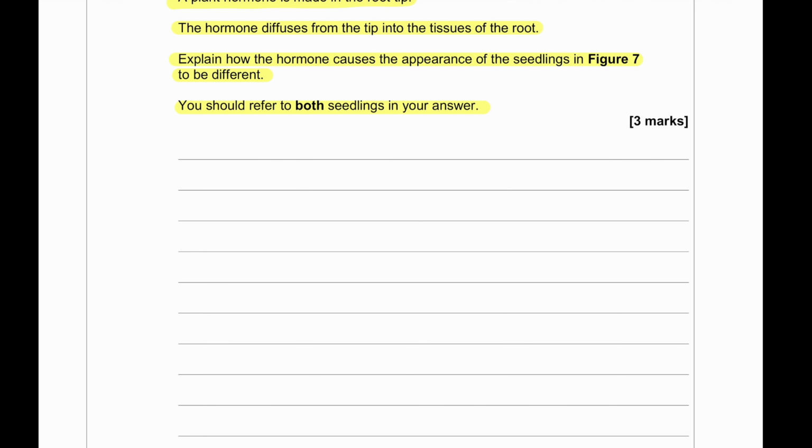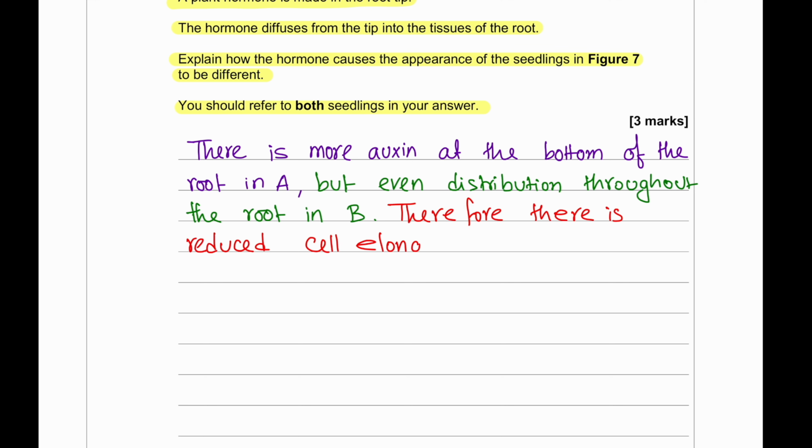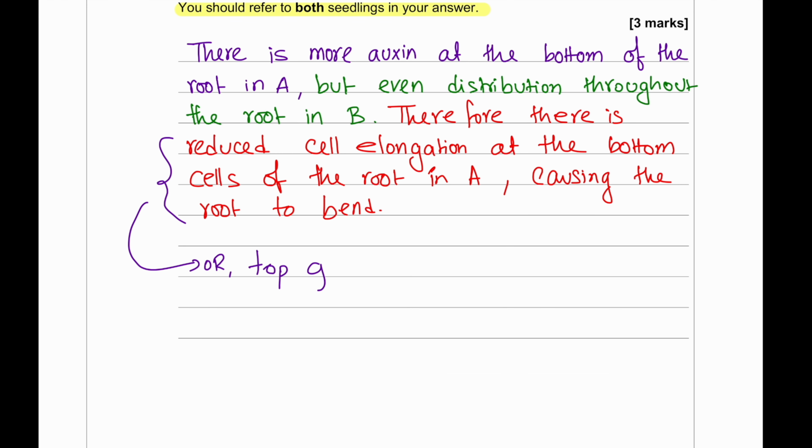So the answer can be written as follows. There is more auxin at the bottom of the root in A, but even distribution occurs throughout the root in B. Therefore, there is reduced cell elongation at the bottom of the cells of the root in A, causing the root to bend. Or we can say the top grows faster than the bottom.